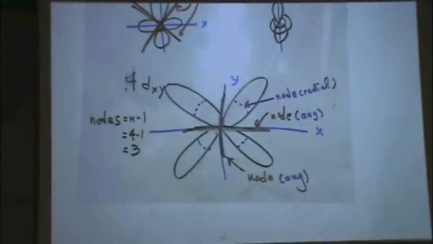What we're going to do now, let's take a little break. After the break, I'm going to show you a picture. You're going to have to draw it of a 5. Oh, what is it? I think it's a 5dxy. Yeah, a 5dxy.